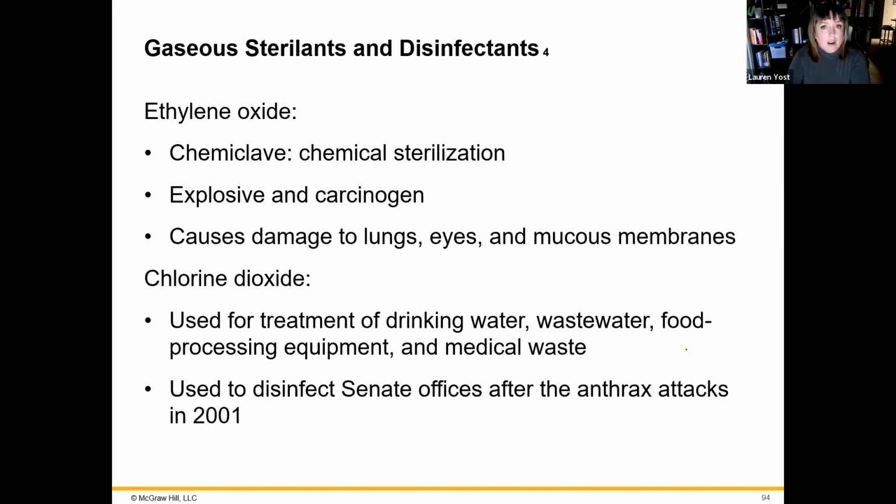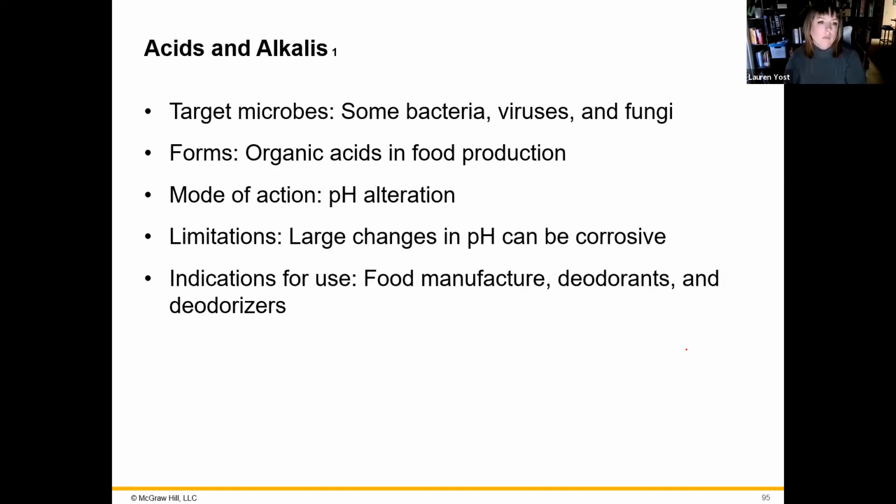And then we have the chlorine dioxide mentioned briefly, which we use to treat drinking water and wastewater and certain food processing equipment. And whenever we're getting rid of medical waste, we can treat that. Yes, and we also used it to disinfect the Senate offices whenever the Senate was attacked with anthrax in 2001. So useful there.